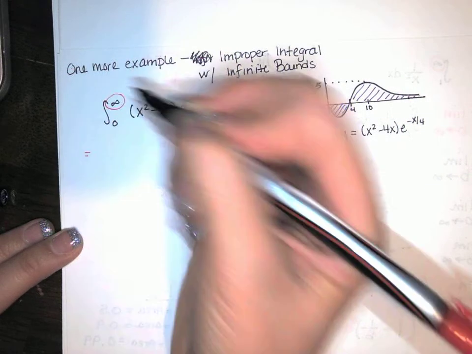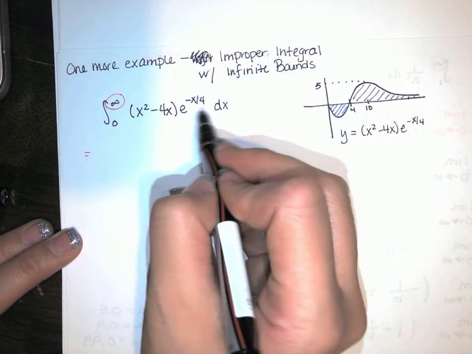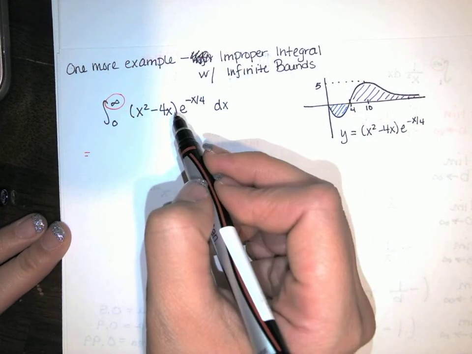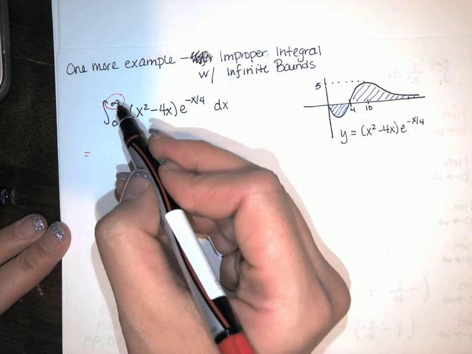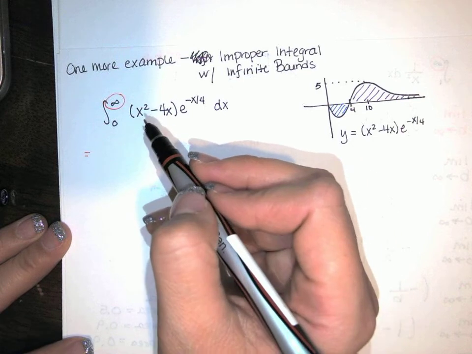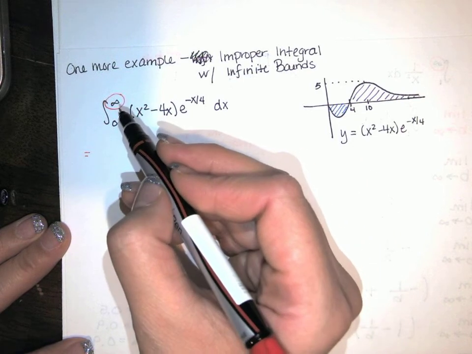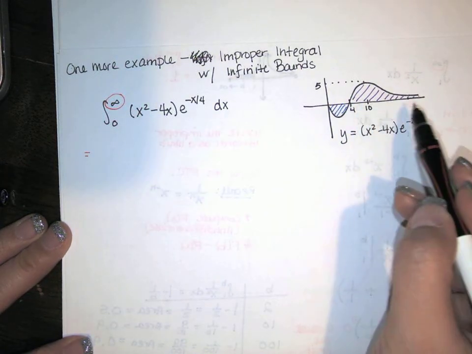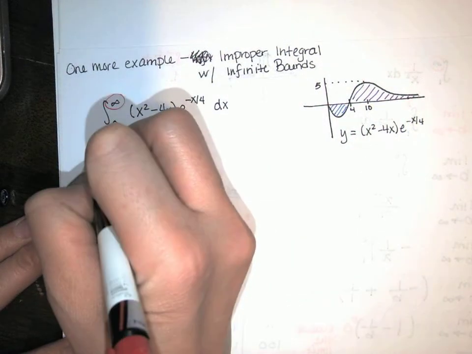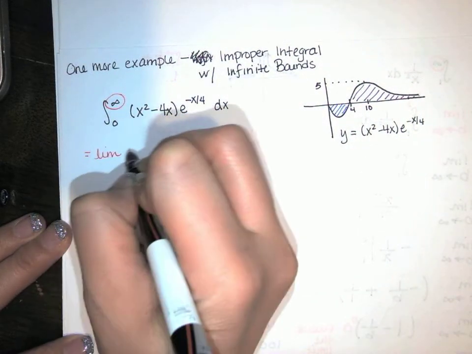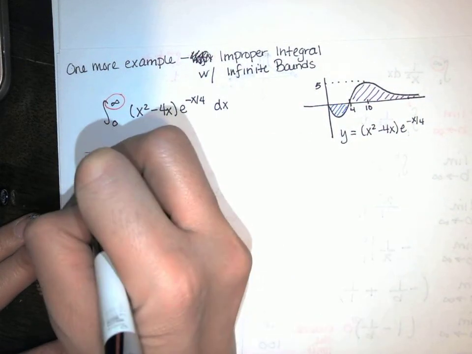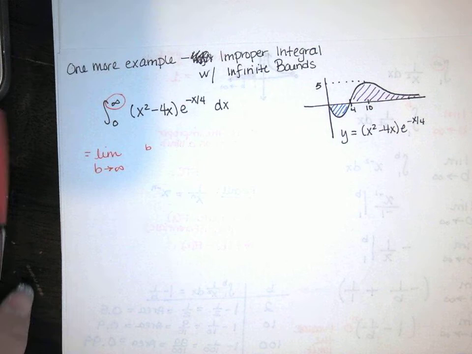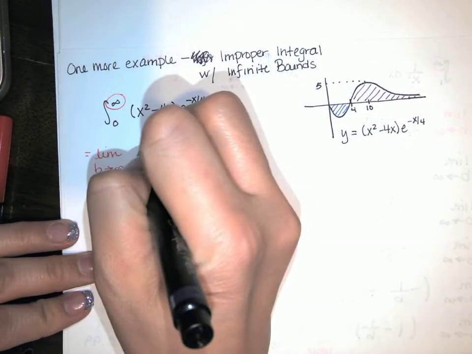The problem occurs at infinity. This function is well defined everywhere for all real numbers, definitely for the interval from 0 to infinity. So this is only improper because of this upper bound being infinite, because the domain is unbounded when I look at this picture. So I'm going to write it as the integral from 0 to b. I'm going to take the limit of that integral as b goes to infinity.